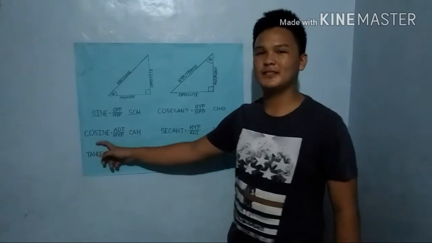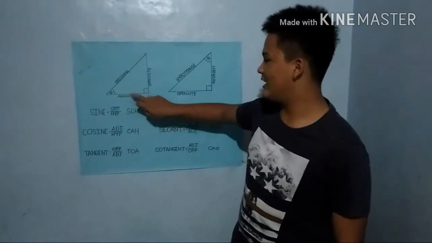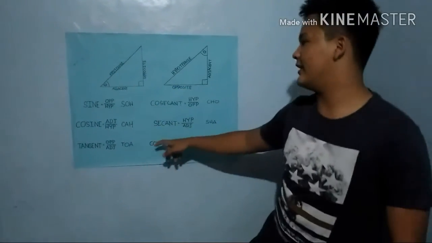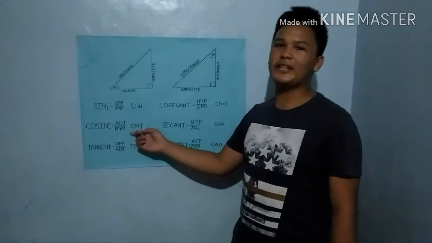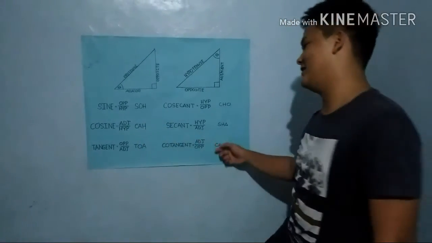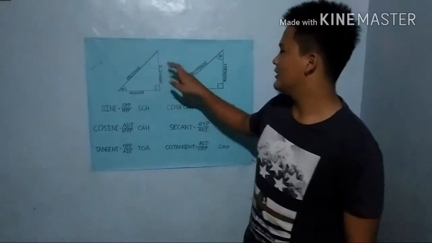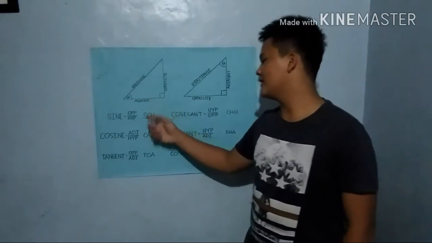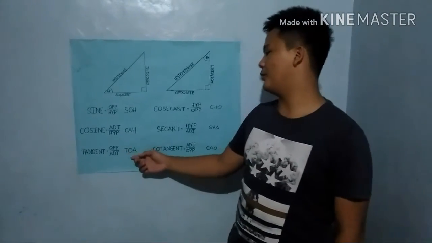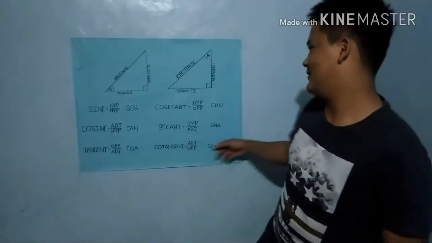Next is cosine, is equal to adjacent over the hypotenuse. That stands for the abbreviation CAH. And lastly, the tangent is equal to the opposite over the adjacent side. That stands for the abbreviation TOA.